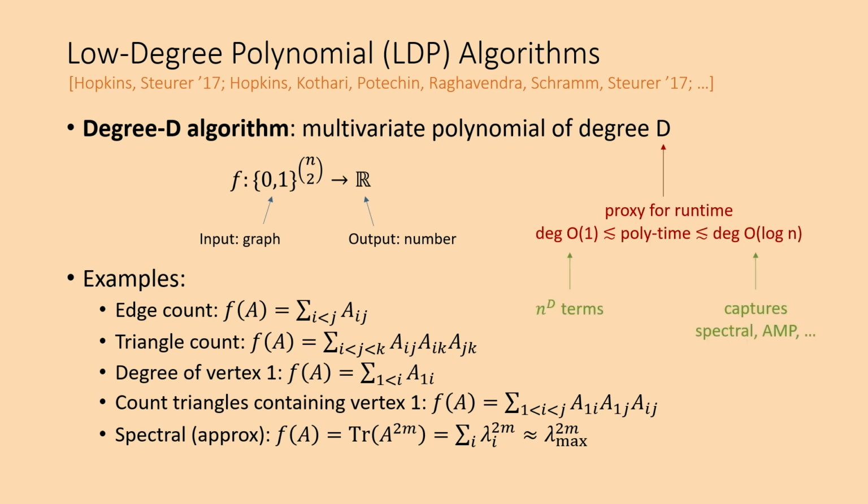And so heuristically speaking, we think of this degree D as some kind of proxy for the complexity of the algorithm, which we heuristically think of as being related to the runtime. So loosely speaking, you can think of polynomial time algorithms as being sandwiched in between constant degree polynomials and logarithmic degree polynomials, in the sense that if you have a constant degree polynomial, it has about n to the d terms, and so you could compute that in polynomial time.